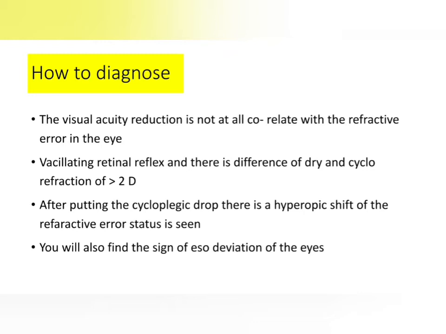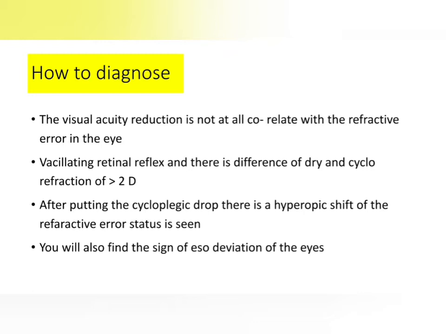Another thing is disappearance of esodeviation after cycloplegic instillation. Why? Because in accommodative spasm, the lens remains in the accommodative state for distance also. For distance and near, convergence is also being created. But when you put cycloplegic drops, then accommodation gets relaxed, so there is no convergence, because if there is no accommodation, then how will convergence appear? So convergence also gets normalized.